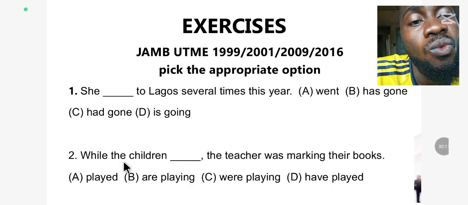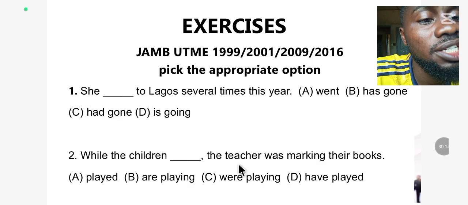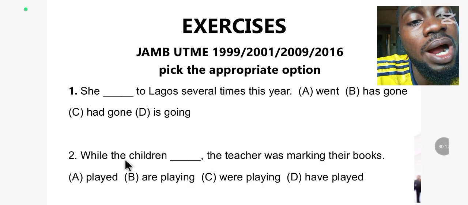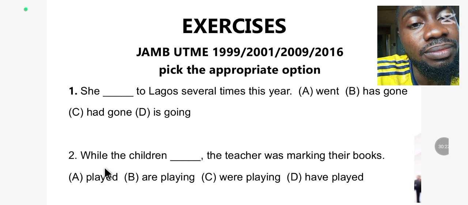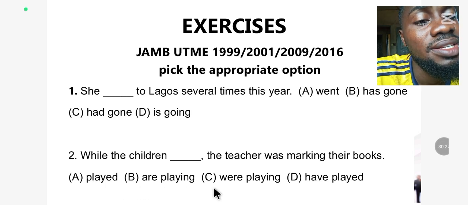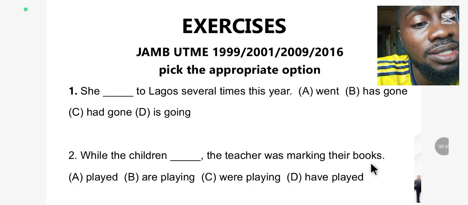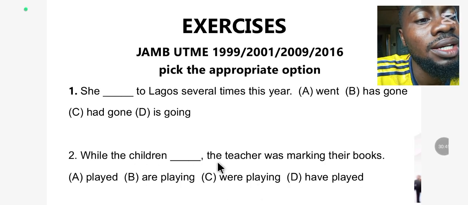Number 2. While the children dash, the teacher was marking their books. A, played. B, are playing. C, were playing. D, have played. What's your answer? The answer is C, were playing. While the children were playing, the teacher was marking their books.